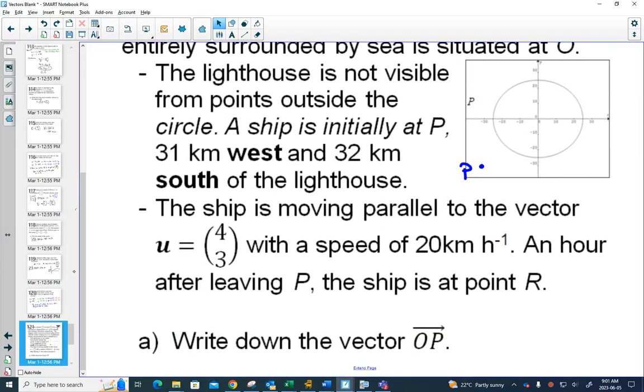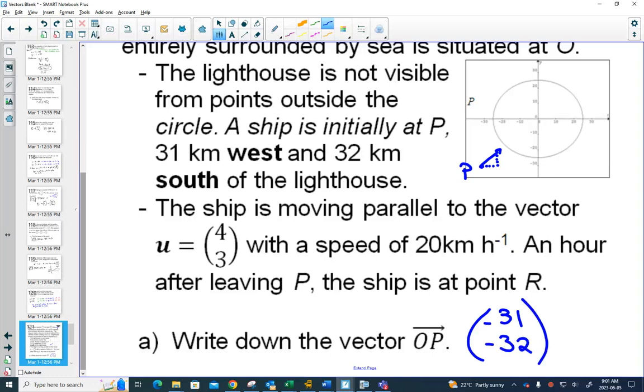The ship is traveling parallel to 4, 3, so that means it's going to go over 4, 1, 2, 3, 4, up 3, 1, 2, 3. This is its direction that it's traveling, with a speed of 20 kilometers per hour. If we wanted to write down the vector from O to P, well, we would go 31 to the left and 32 down. That would be the position vector of OP.